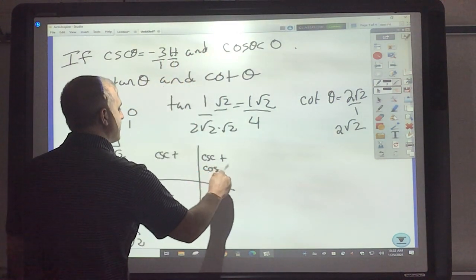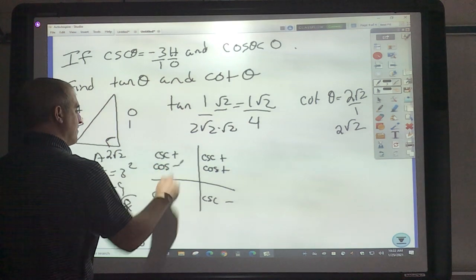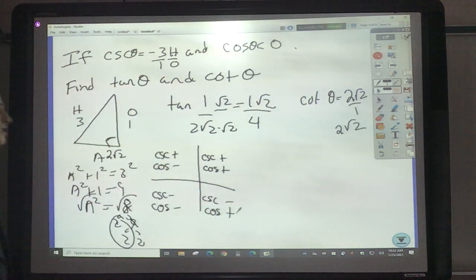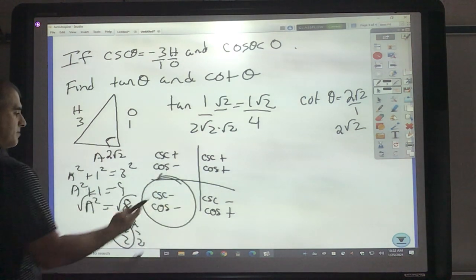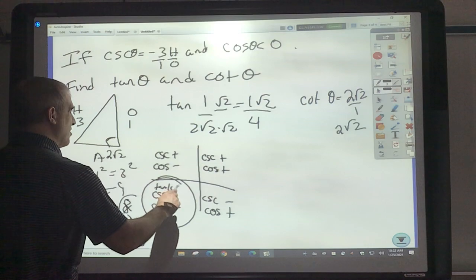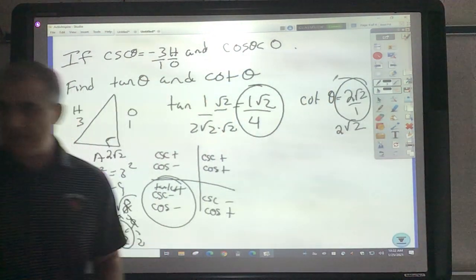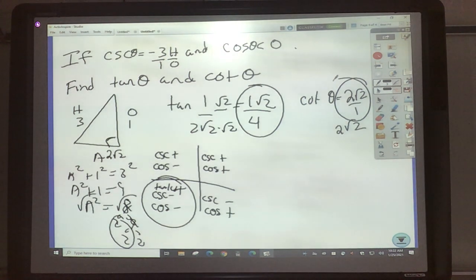We know cosine's positive here, negative here, negative here, and positive here. So where's the situation where you have both? You would have this here. So what's positive here? Tan and cotan. So both of these answers would end up being positive. So a little bit of an application there.